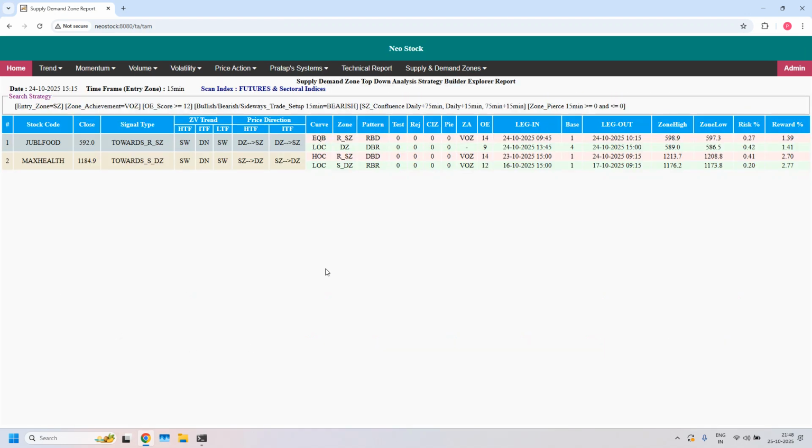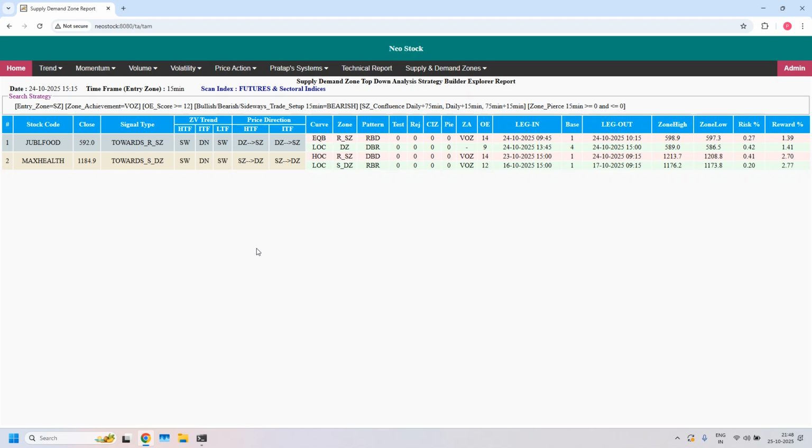we got 2 stocks. So these two 15 minute supply zones overlapped with 75 minute supply zone, both together overlapped with daily supply zone. But daily trend is sideways. Sideways trend EMA confluence does not give any advantage.